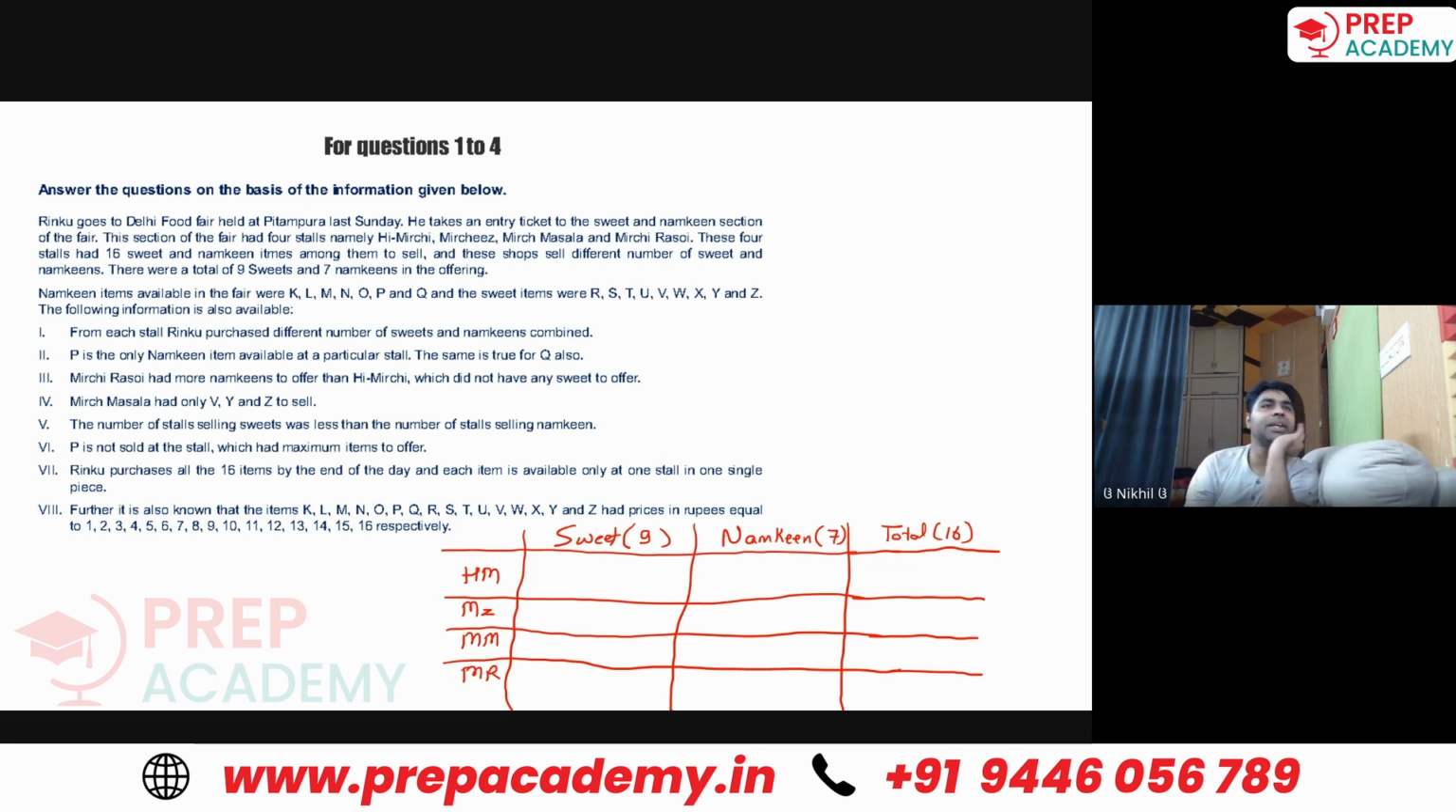So the namkeen items available in the fair were, okay, the names of the namkeen items are being mentioned here, and the sweet items' names would be mentioned somewhere here. So namkeen items were K, L, M, N, O, P, and Q. And talking about the sweet items, they were R, S, T, U, V, W, X, Y, and Z. So these were the 9 sweet items and the 7 namkeen items being talked about.